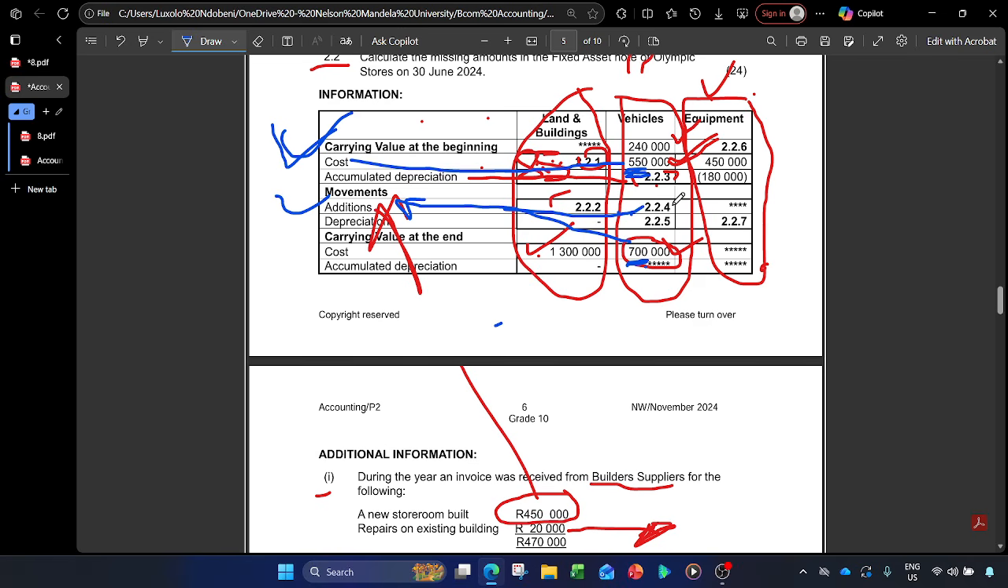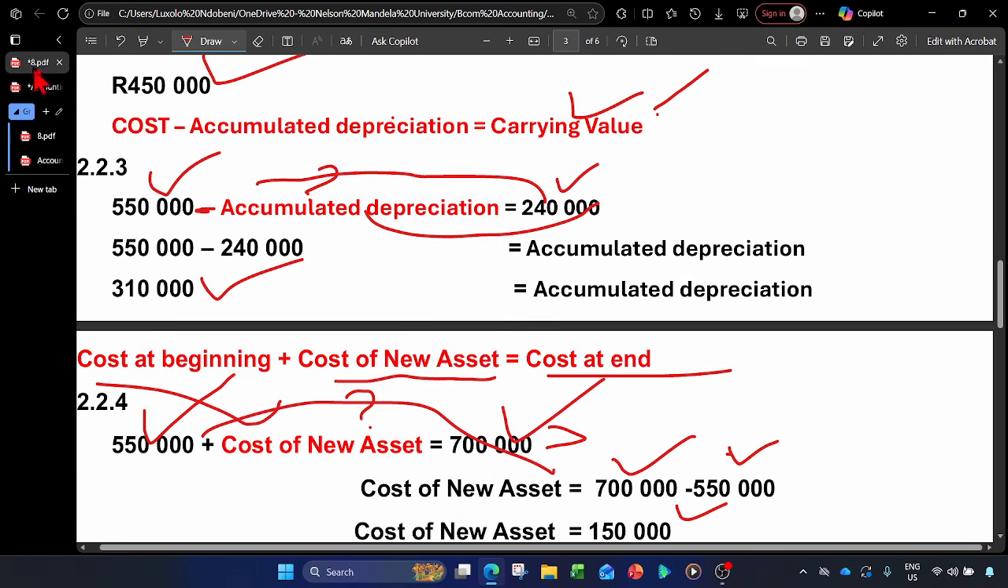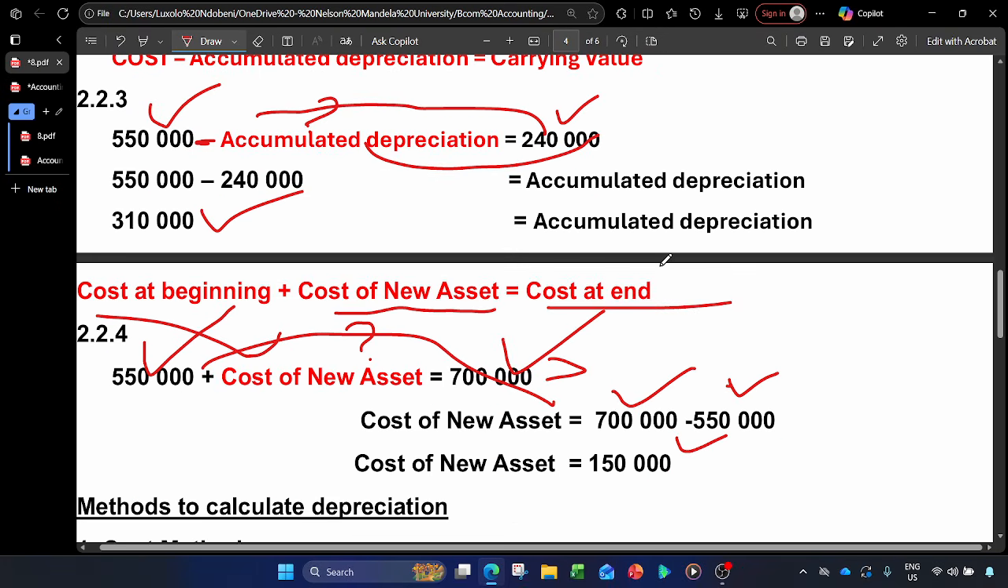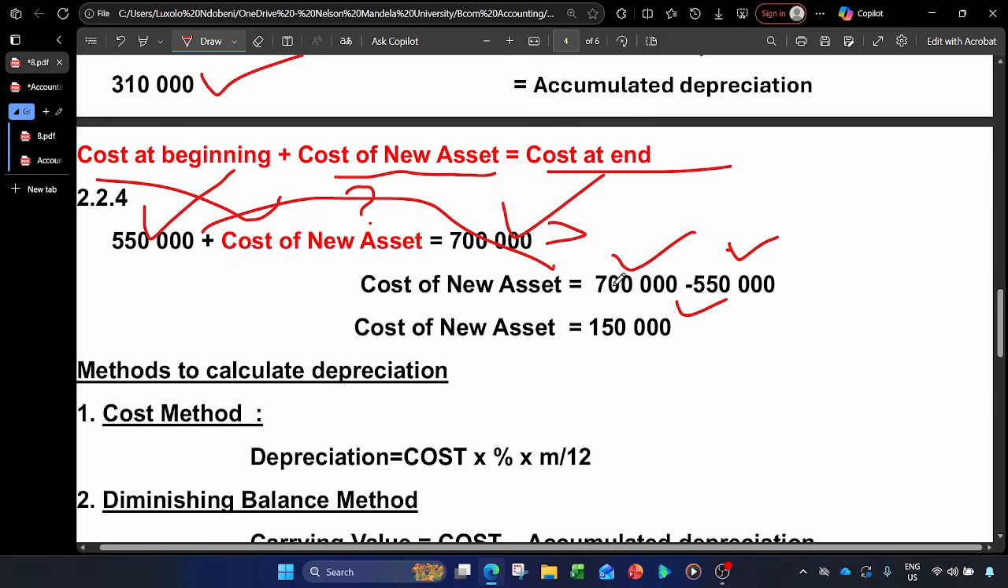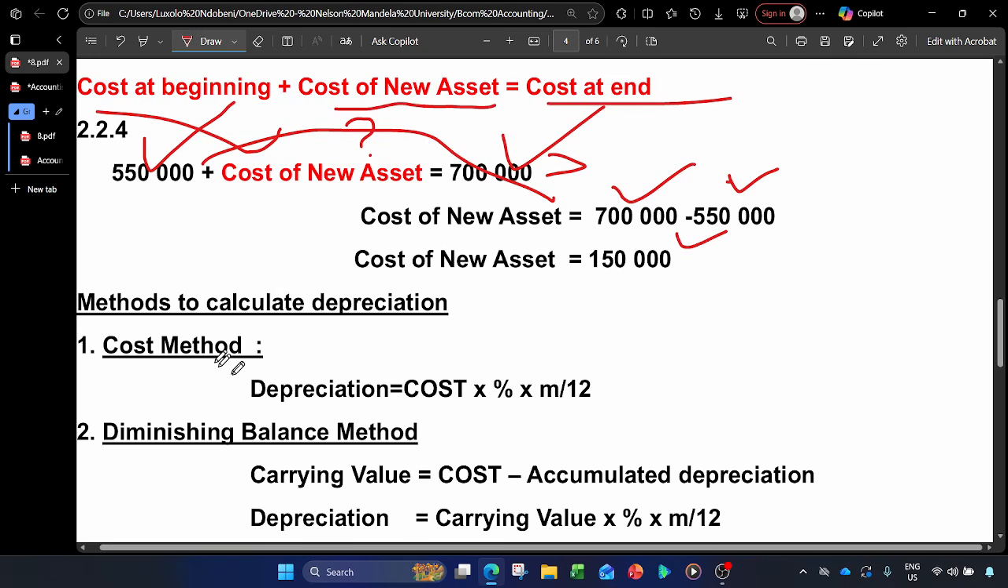So 2.2.5 asked us to calculate the depreciation for the vehicle, right? But before we go there, I want to remind you about the methods of calculating depreciation. Firstly, we have the cost method. Cost method depreciation will be equal to the cost of the asset times the percentage they use to depreciate the assets times the month divided by 12. So what is the month here?